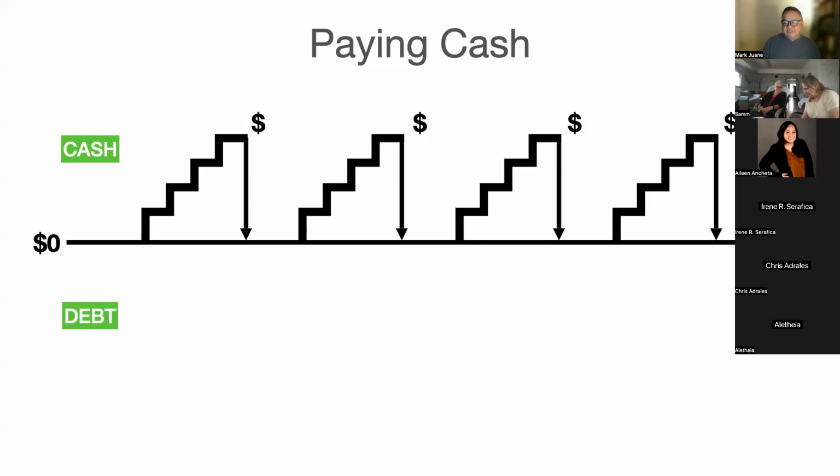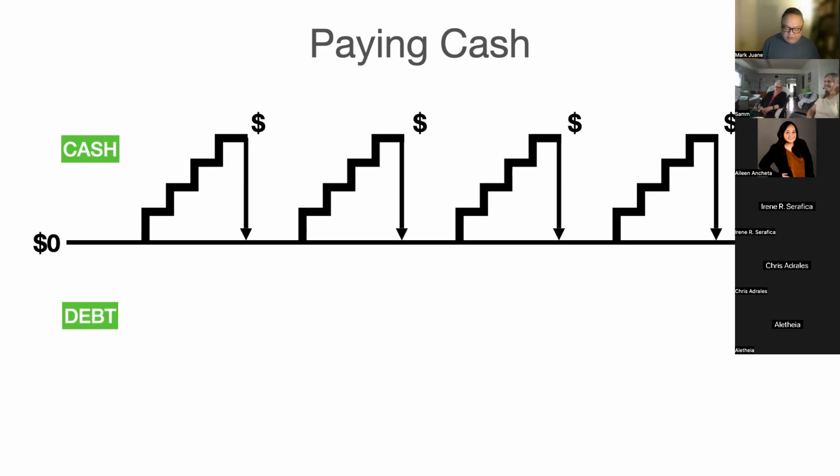So this is the challenge of paying things in cash. Now, for smaller things, yeah, you could do that. You could get away with that. But for things like a car, a renovation, stuff like that, it will take you a long time to save up to pay cash for those things, right?